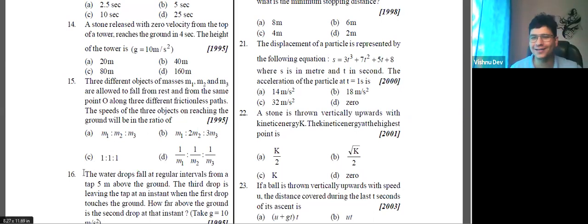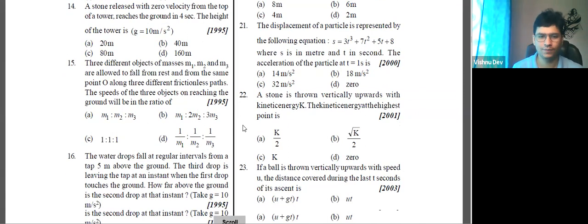So the answer is C. Because we know it doesn't matter what the mass is. Velocity is the same because the acceleration will be the same. This is the experiment that we have seen since we were kids, that if you drop a feather or a ball, both will fall at the same time unless there's air drag. Okay, chalo.